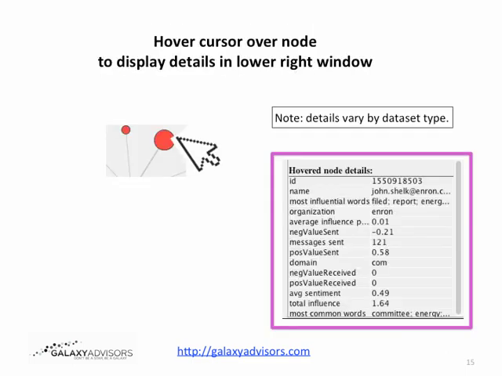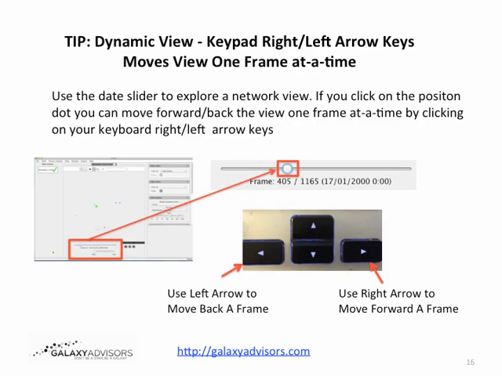Last, you can hover your cursor over a node to display details in the lower right window. It's a very quick way, especially if you don't have the labels in a very dense graph, to move your cursor around to find out who this node is, and a number of their details are displayed in the lower right hand corner.